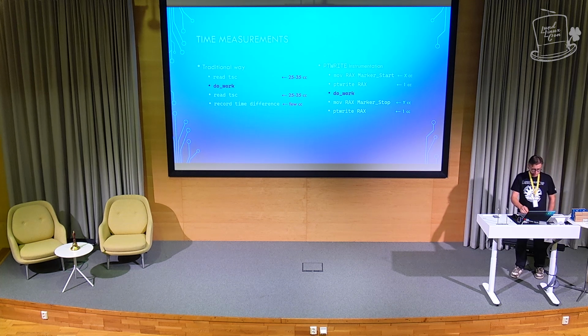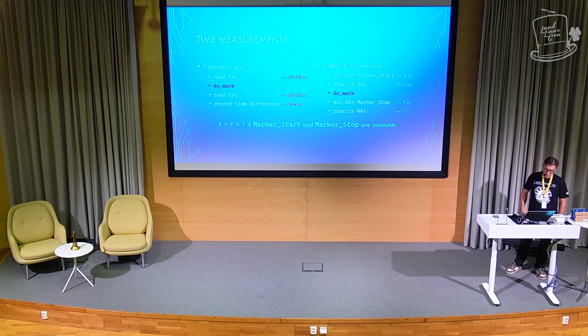Now, what is the difference? As I said, PTWRITE allows for non-intrusive instrumentation. If these markers are compile-time constants, then the overhead for putting something in the AX register will be minimal. And PTWRITE has a 1 clock cycle overhead according to the manual. So doing instrumentation in this way is less intrusive than the traditional way, where you have to read a timestamp counter.